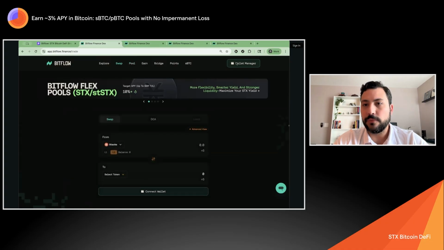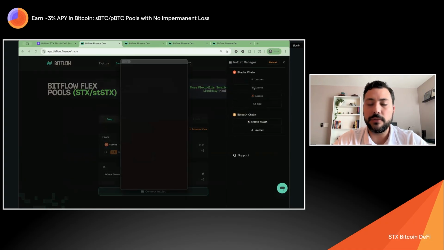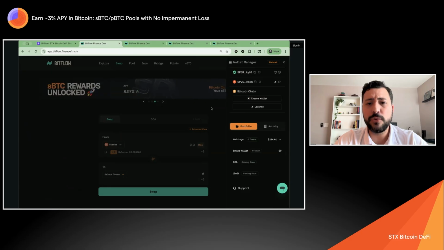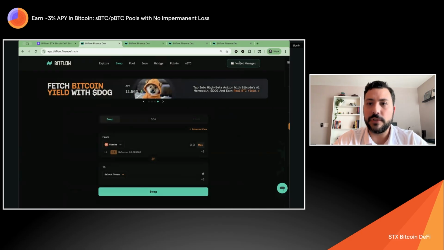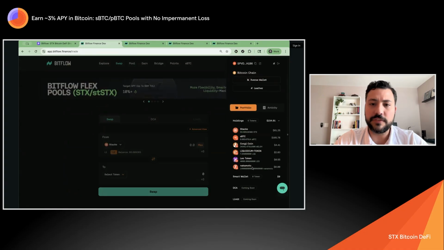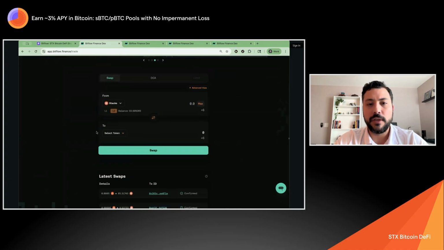Okay, so first thing you want to do is connect your Ledger wallet. I'm not sure if you guys have seen the pop-up, but you confirm. And then once you do, you're going to see your wallet manager here. And you can also see your holdings and what assets you have in your wallet, okay?